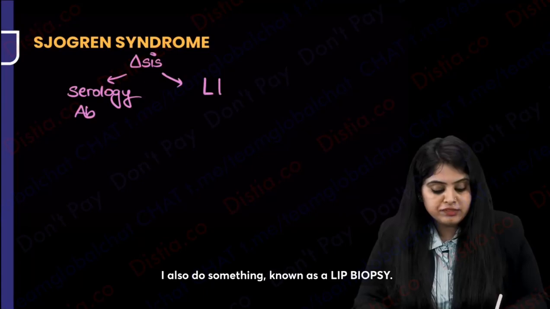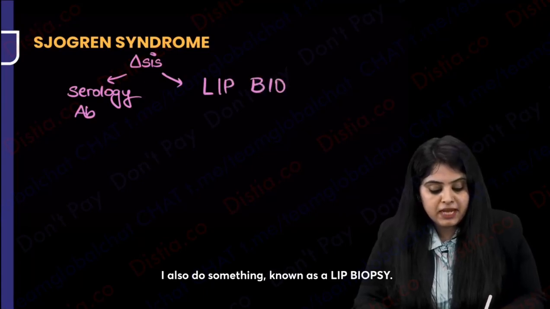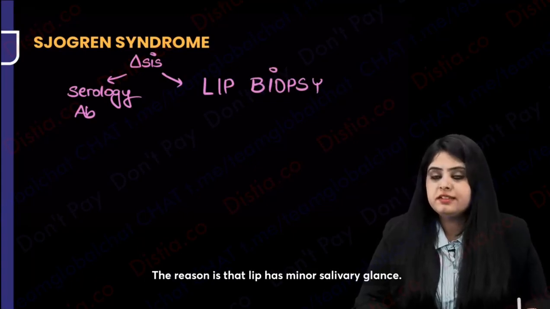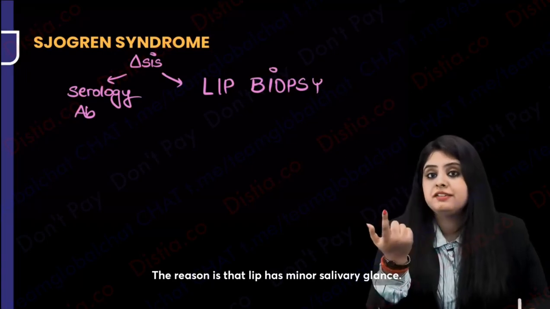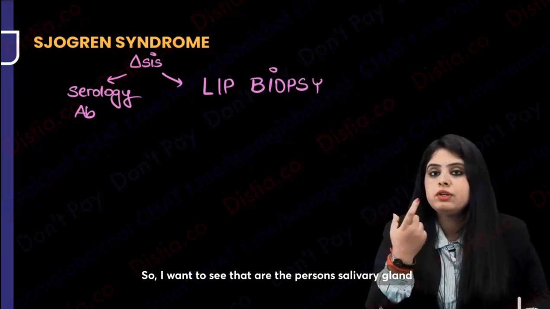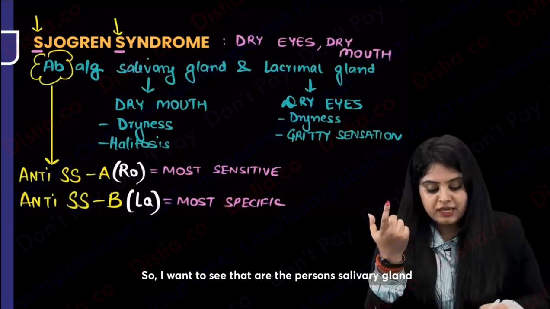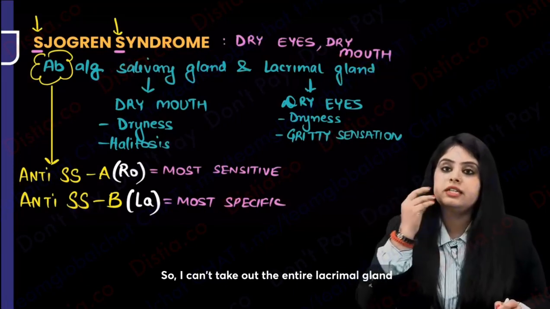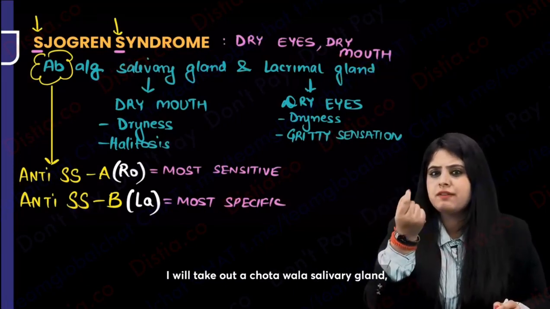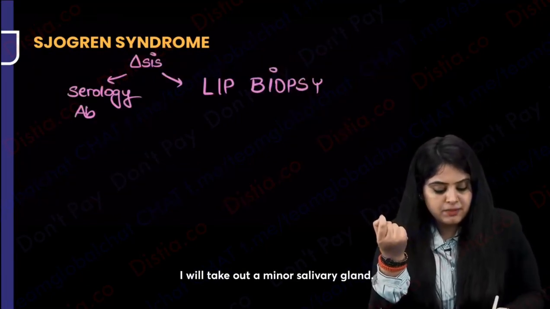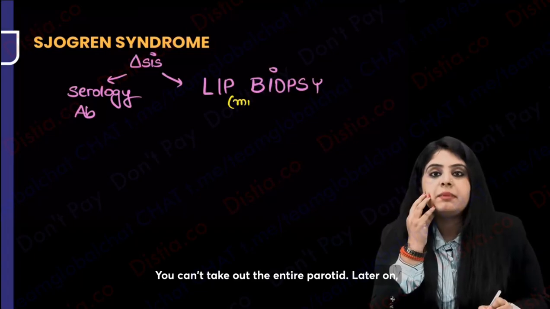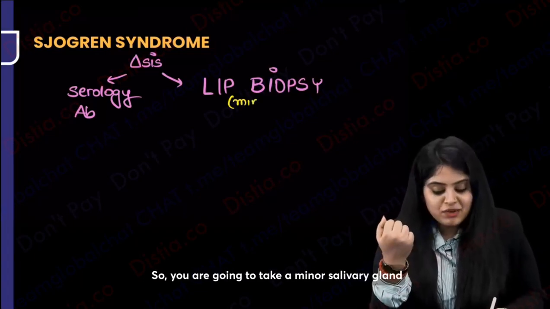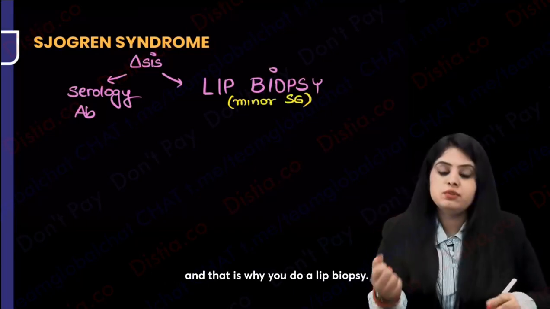I also do something known as a lip biopsy. Why do I take a biopsy from the lip? Any reason? The reason is that the lip has minor salivary glands, right? So I want to see whether the person's salivary gland and lacrimal gland are affected. I can't take out the entire lacrimal gland or the entire salivary parotid. I will take out a small salivary gland, a minor salivary gland. You can't take out the entire parotid. Later on, if the patient says, I don't have Sjogren, then he'll sue you for that, right? So you're going to take a minor salivary gland, and that is why you do a lip biopsy.